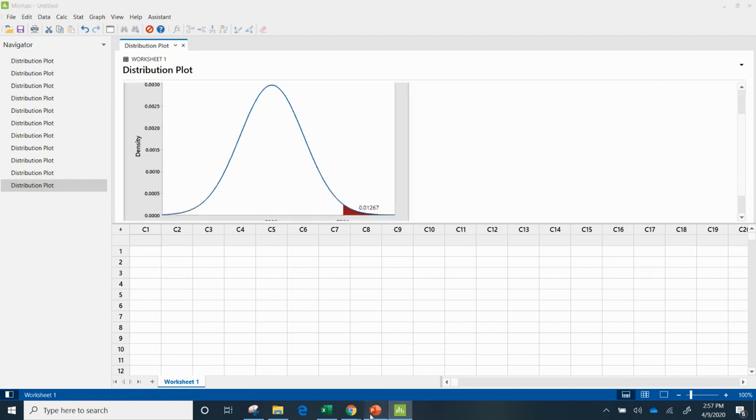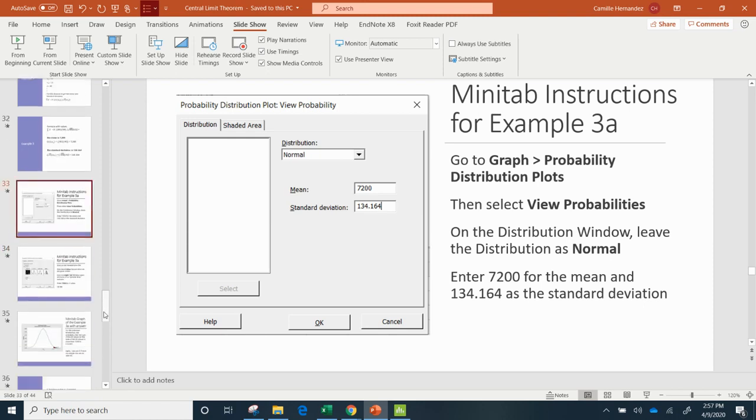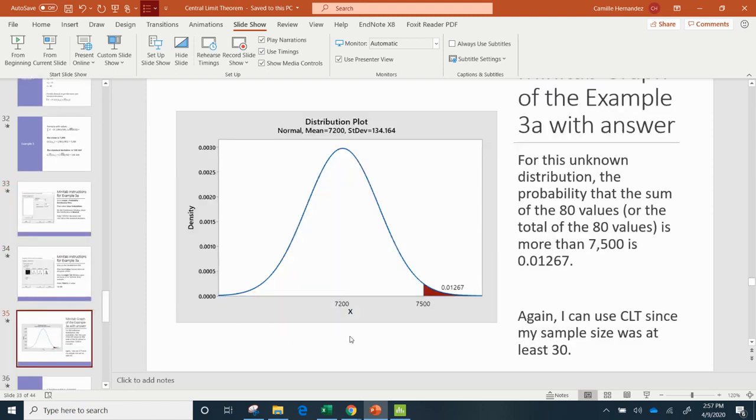Let me go look at the PowerPoint because I have it on there. All right, here's the PowerPoint. It was a right tail, so the area is in red, and it gave me 0.01267. So for this unknown distribution, the probability that the sum of the 80 values is more than 7,500 is 0.01267. Again, I can use the central limit theorem because my sample size is at least 30. All right, so let's keep going.